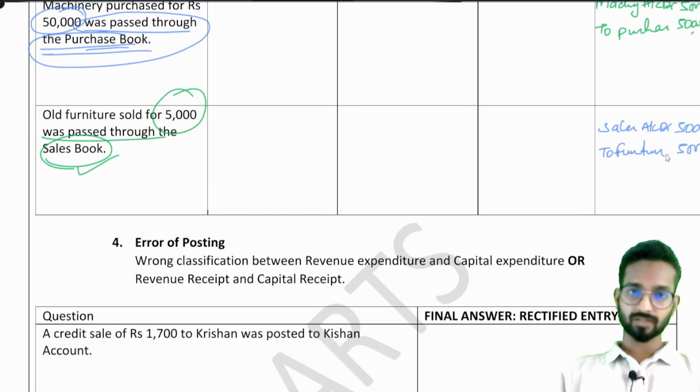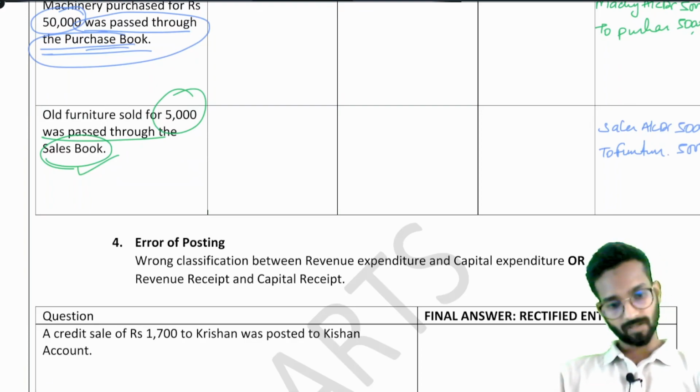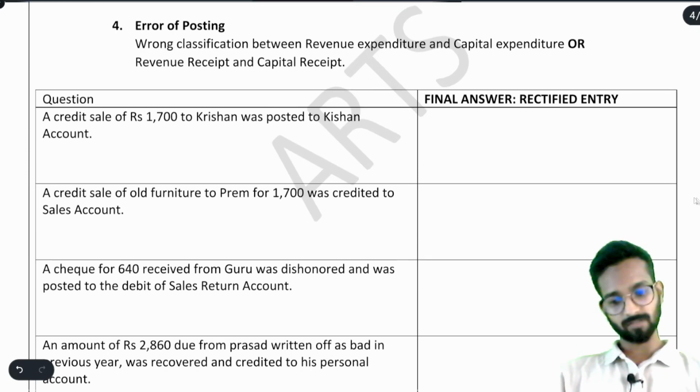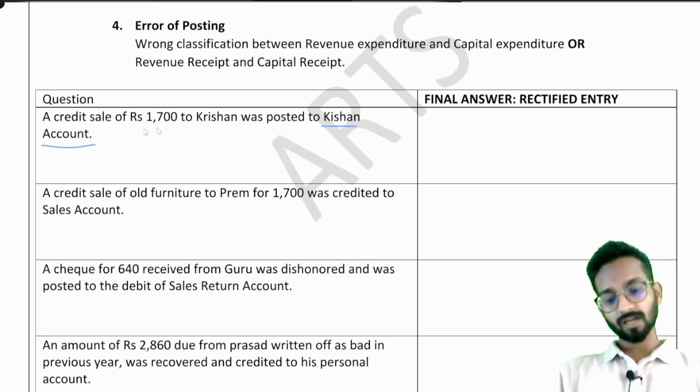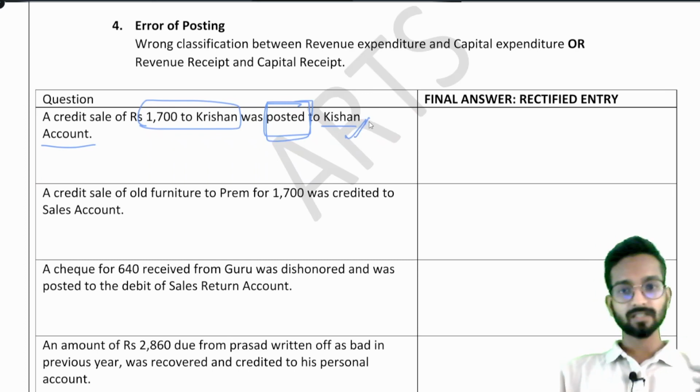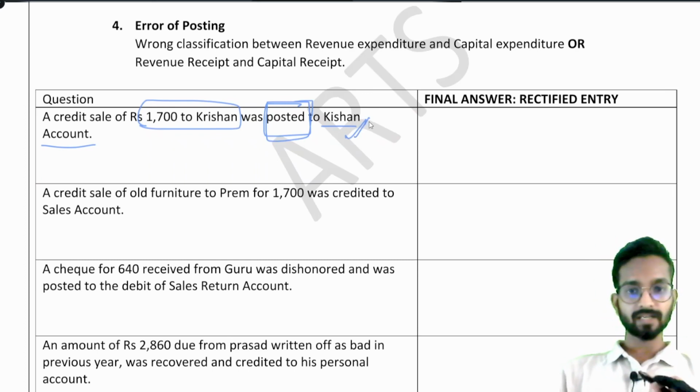5,000. Understood? Very simple. Now, the fourth we have is error of posting. See, what does it say? First question we have here is, a credit sale of rupees 1700 to Krishan was posted to Kishan's account. Oh my god, it means I sold goods to Krishan for 1700. I posted that into Kishan's account. See, imagine this. What is the correct journal entry?